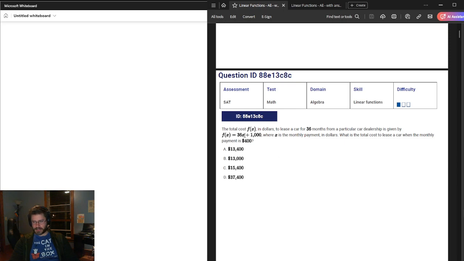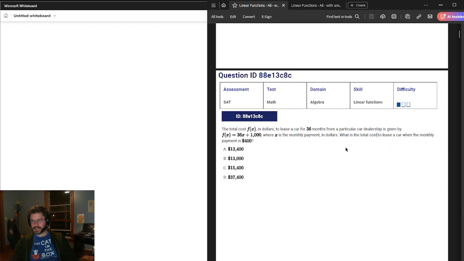We've got total cost f of x, and if you're not familiar with function notation like that, just study it. It's just a fancy way of saying y. Function f acting on x, for 36 months from a particular dealership, is given by this function. Again, we have a slope, 36. Not letting me highlight it, but it is 36x plus 1,000. We should understand this to mean that there's a $1,000 beginning value, and 36 is the number of months. So x must be the cost per month. Yeah, exactly what it says. x is the monthly payment.